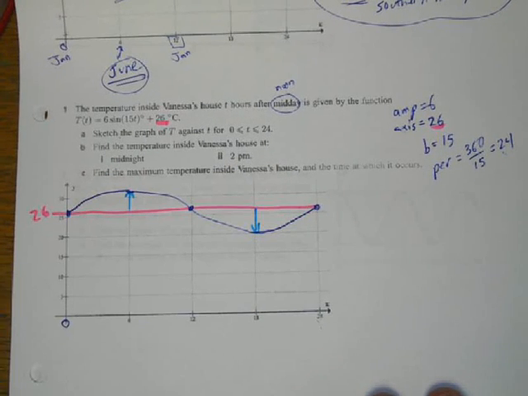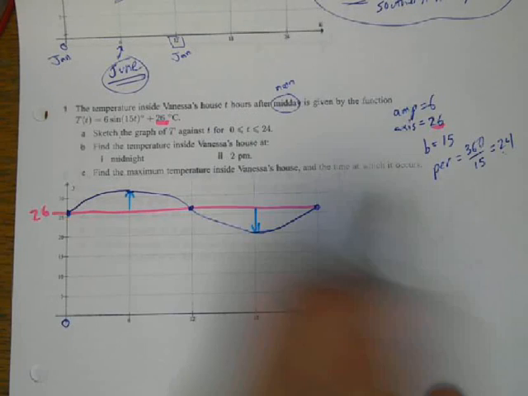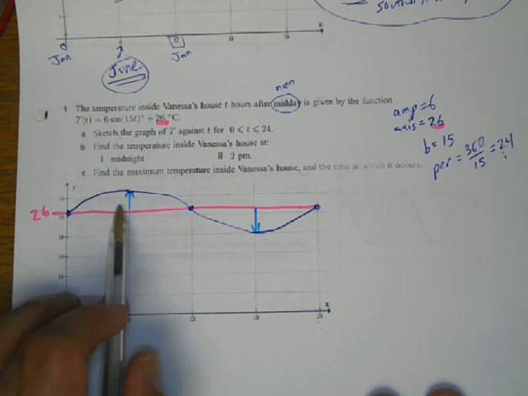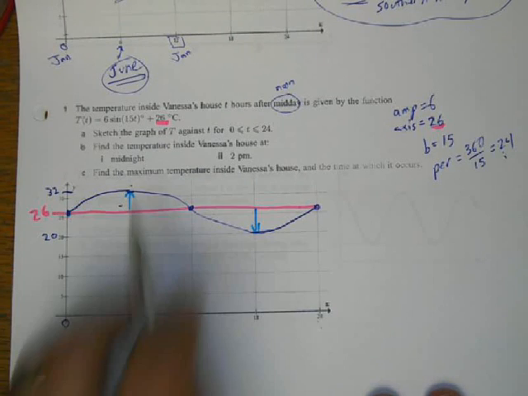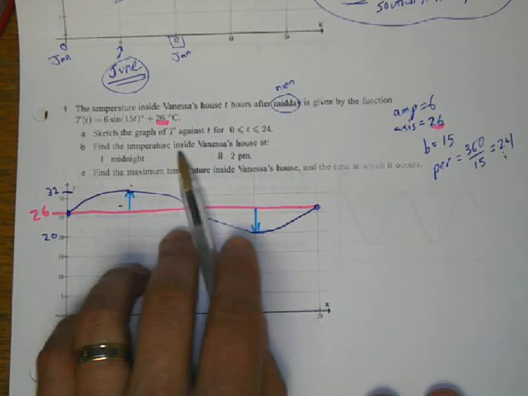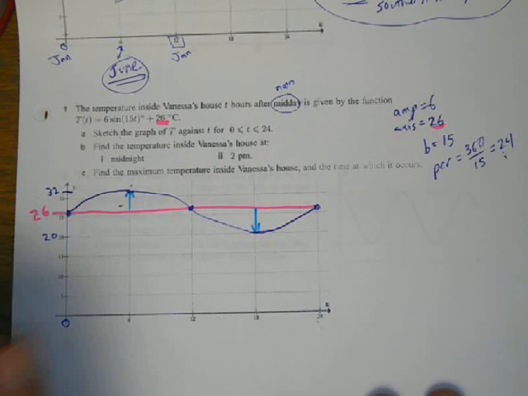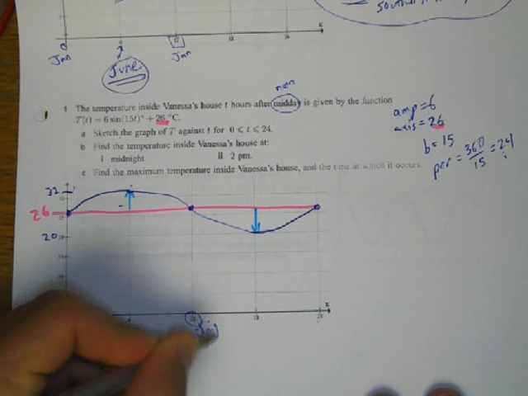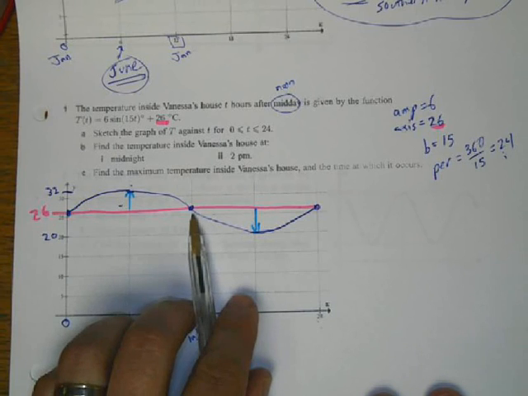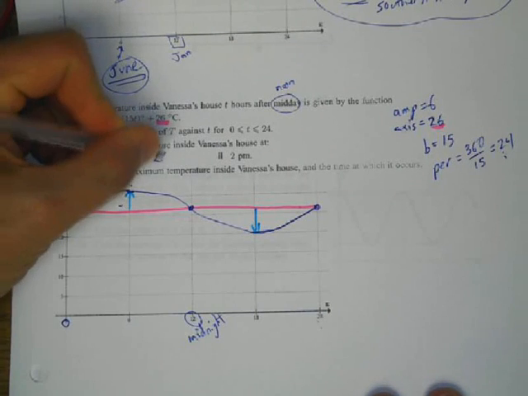Okay. So 0 to 24 is my period, right? Amplitude is 6, so it goes 6 above. So this value here is at 32, because 6 above 26 is 32. The lowest value, 26 minus 6, is going to be here at 20. Okay, so find the temperature inside Vanessa's house at midnight. So here is midnight. So the temperature at midnight is equal to 26 degrees.